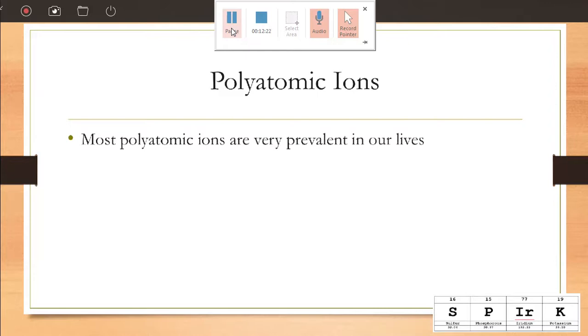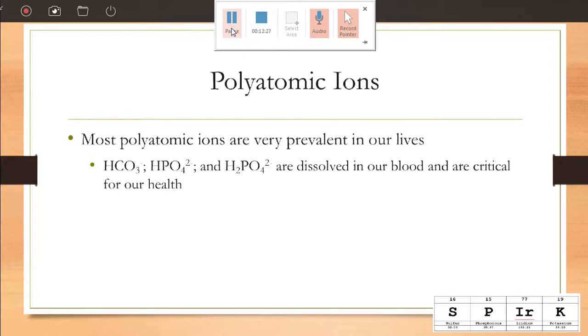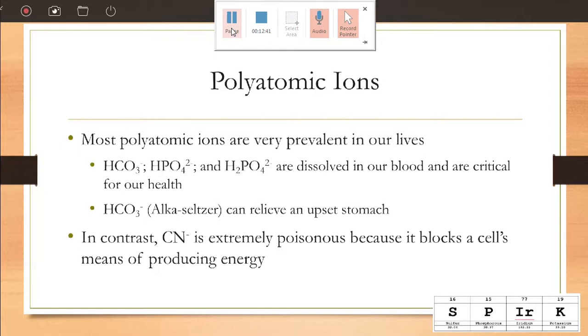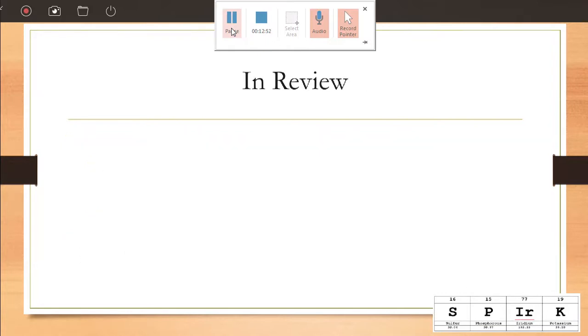Most polyatomic ions are very prevalent in our lives. HCO3-, HPO4 2-, and H2PO4- are dissolved in our blood and are critical to our health. And HCO3- is basically just Alka-Seltzer tablets, which we've used in the lab before, and those help us relieve an upset stomach. But in contrast, we also have polyatomic ions such as the cyanide ion, which is extremely poisonous because it blocks the cell's means of producing any energy.